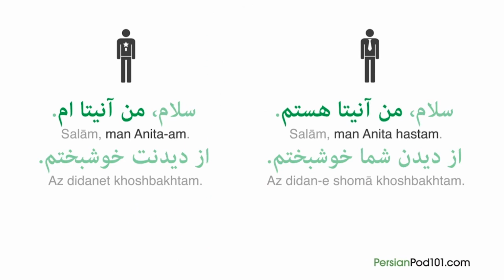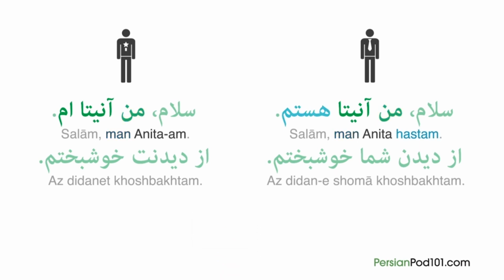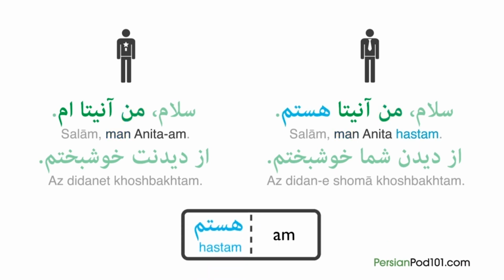In both cases, man stands for I or me. Hastam means am, and it's added to the end of the formal introduction instead of just am. Am is actually just the short version of hastam, which is the to be verb conjugated for the first person.